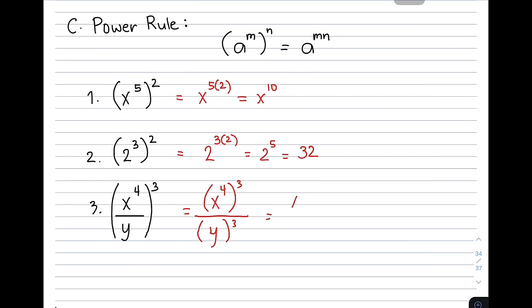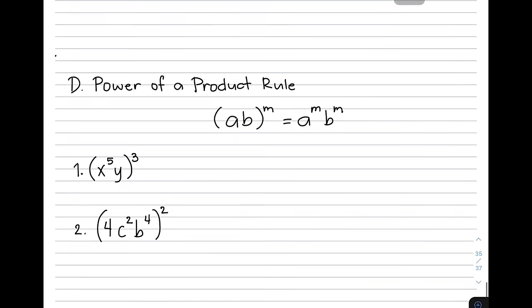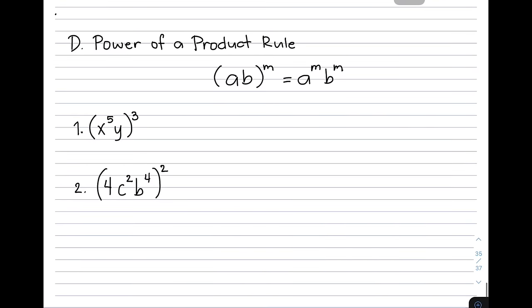which is equal to x raised to 4 times 3 over y raised to 1 times 3. And then simplifying the exponents, it will give you x raised to 12 over y raised to 3. This is the answer for item number 3. So that is the power rule. And let's move on with the fourth rule for the laws of exponents.